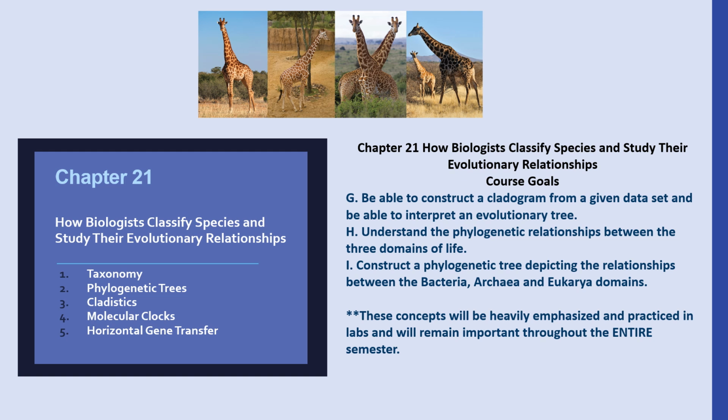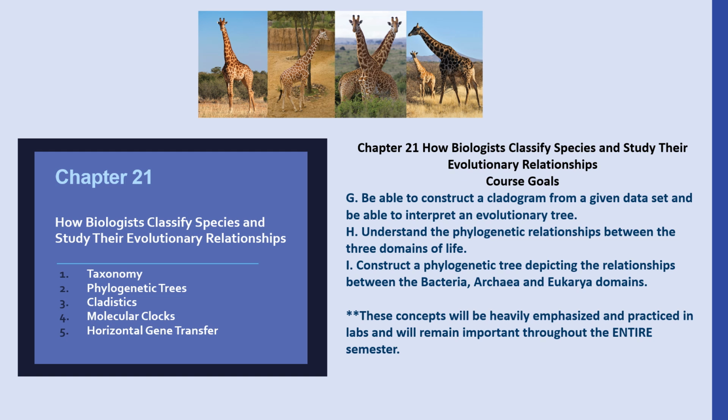Chapter 21 covers the topics of taxonomy, phylogeny, and systematics. These are all fields of biology that overlap and work together to give us an idea of the evolutionary relationships and the classification of living organisms.